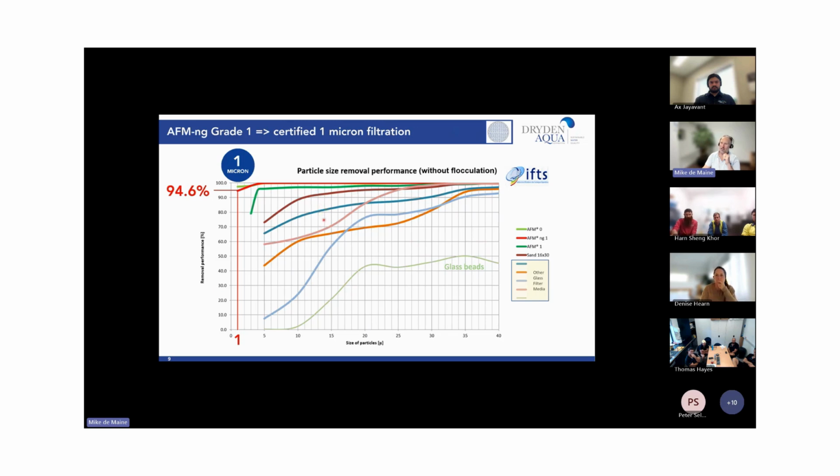Then all of the other medias below this are glass medias, other competitive glass medias. And I can say we've tested, I think, nearly every glass media from around the world. And sand medias from around the world, but I'll get to that shortly.